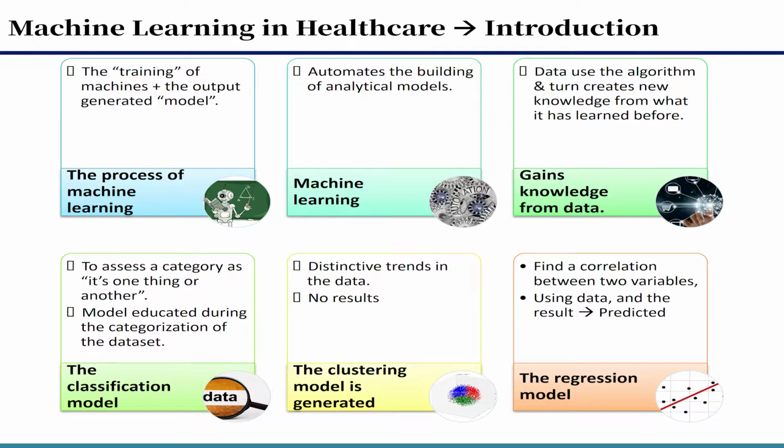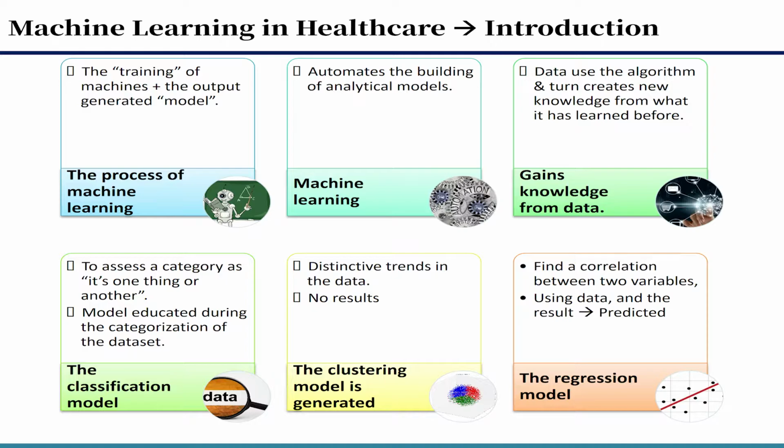So the training of machines plus the output of generated models, those are the two basic things in the machine learning process. Second, machine learning gives the ability to automate the building of analytical models. That automation makes the machine more self-motivated and a self-decision-making system. It will take decisions by itself according to our applications.